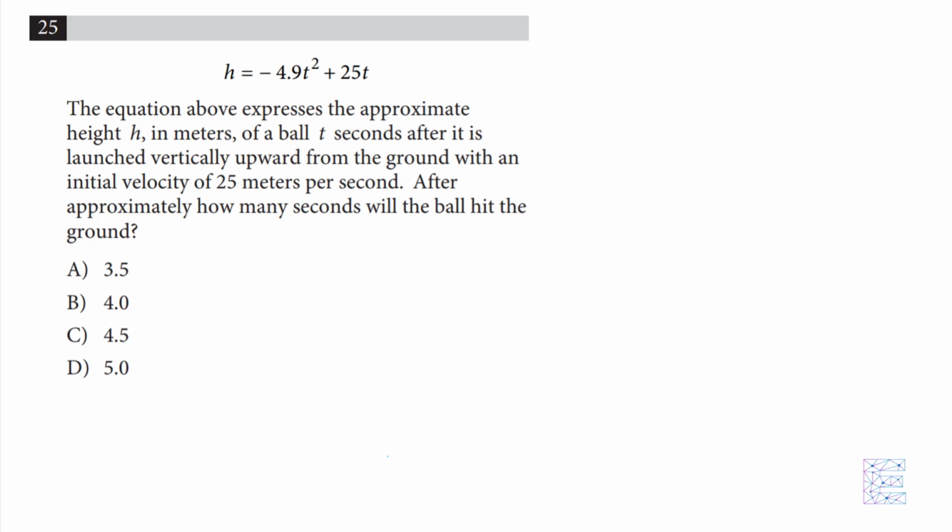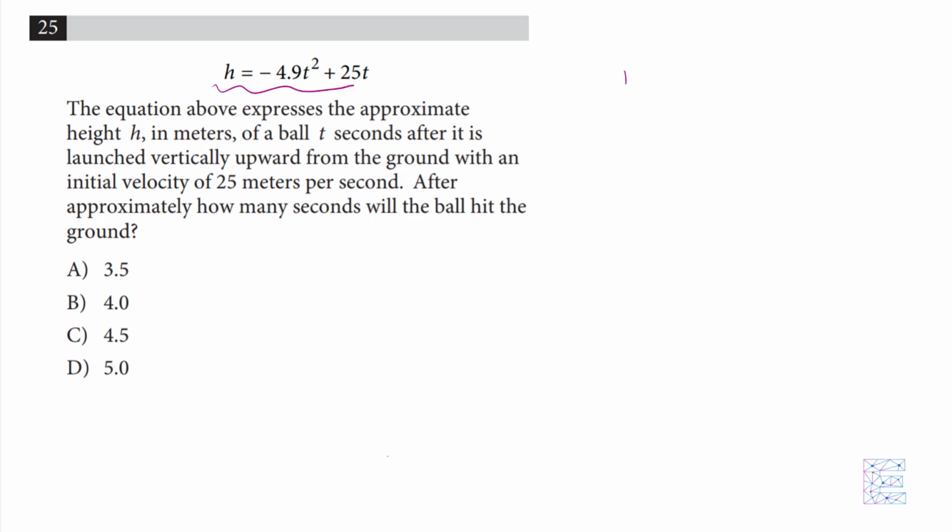The equation above expresses the approximate height h in meters of a ball t seconds after it's launched vertically upward from the ground with an initial velocity of 25 meters per second. After approximately how many seconds will the ball hit the ground? So this is another quadratic equation.